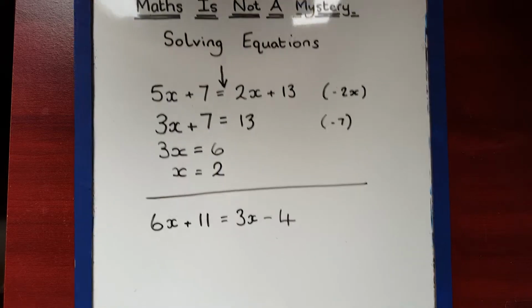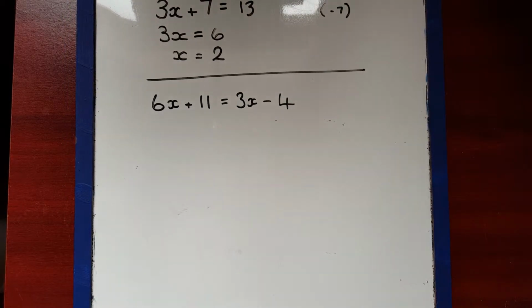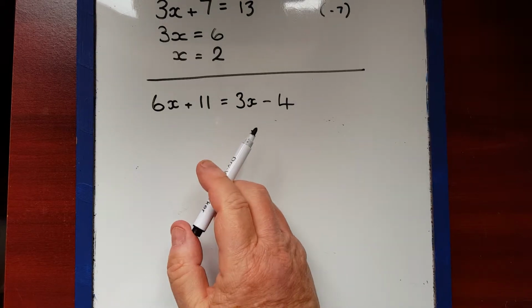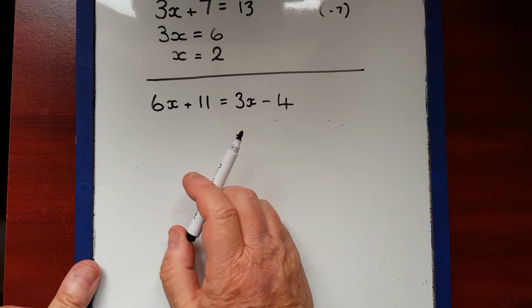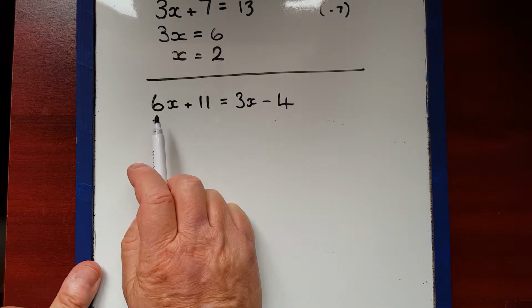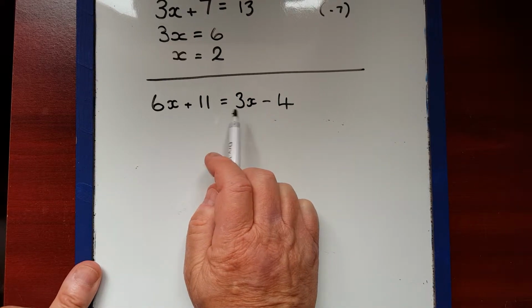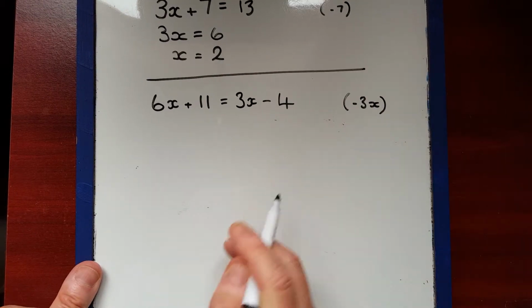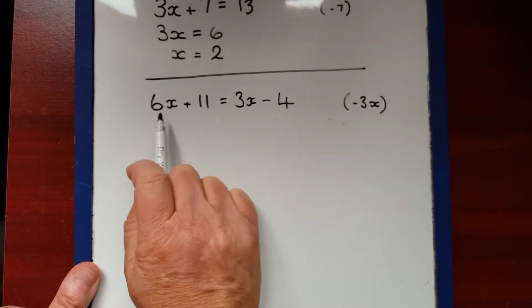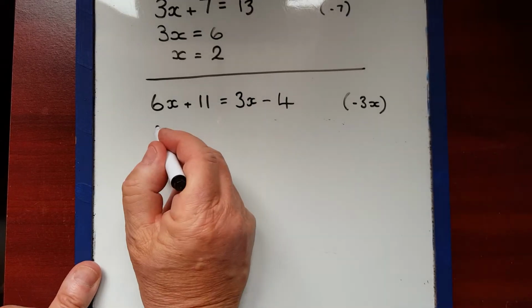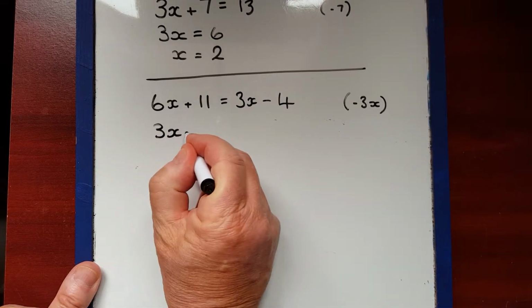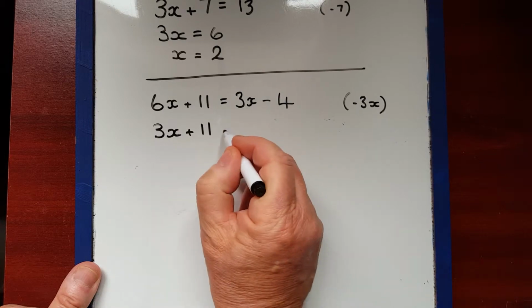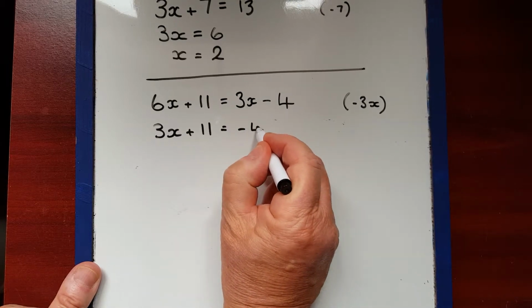Let's do another one. And this time 6x plus 11 equals 3x minus 4. So we need to get all the x's onto the first side of the equation. We've got 6x already there. We need to shift this 3x across to the other side. That means it's going to be minus 3x. 6x minus 3x leaves us with 3x. Leave everything else the same. 3x plus 11 equals minus 4.